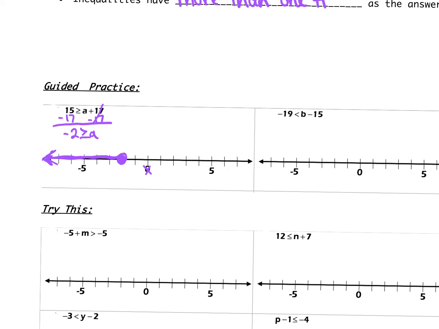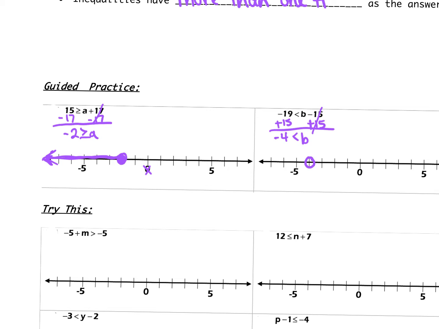Let's do the next one. We're going to add 15 to both sides. So we have now 0 giving b by itself. And we have -4, because -19 plus 15 is -4. So we have -4 is less than b. So I'm going to go to -4. It's just a less than sign, so I'm going to leave an open circle. So it does not include -4.